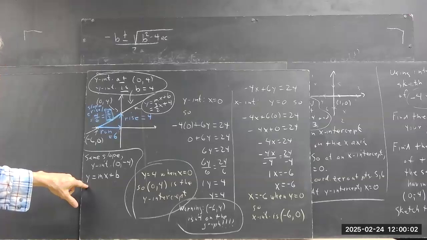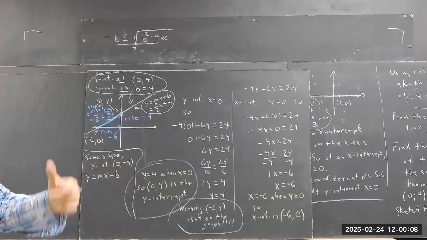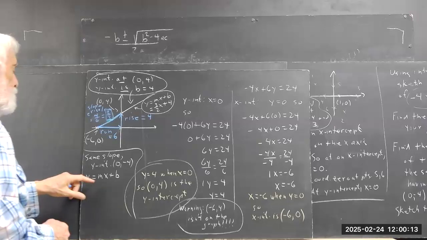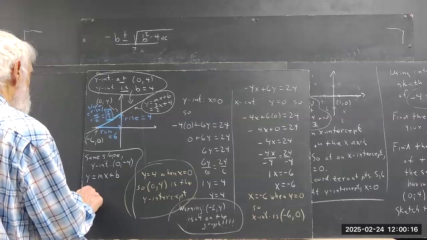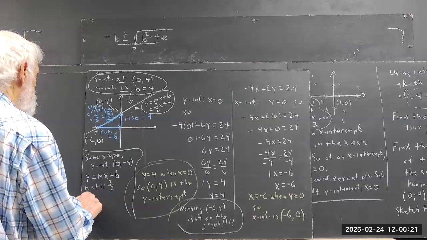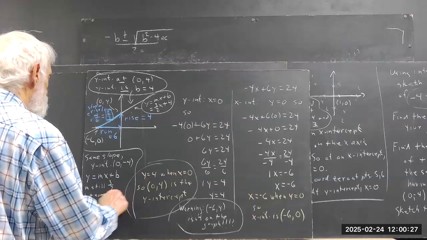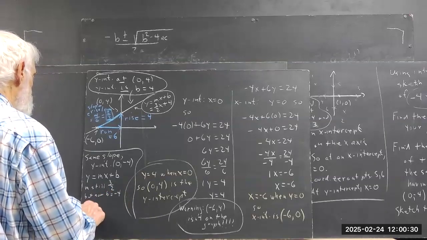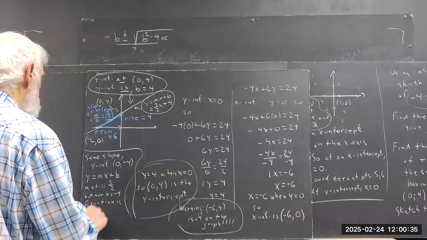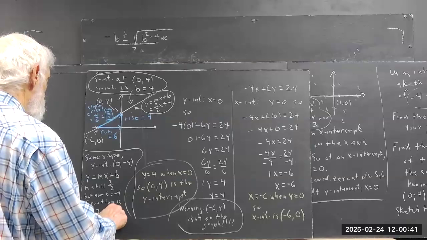Now, here the y-intercept, we want the same slope, but want the y-intercept to be (0, -4). It's going to give us a different equation, isn't it? Okay, so that's going to give us y equals mx plus b. M is still 3/2, but now b equals -4. The equation is y equals 3/2 x minus 4.